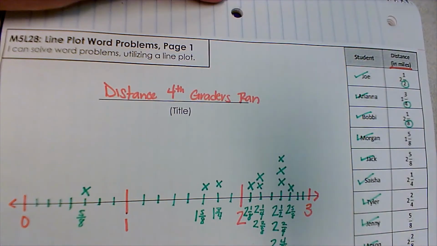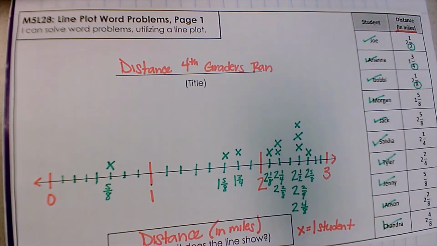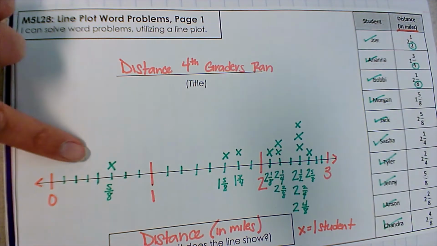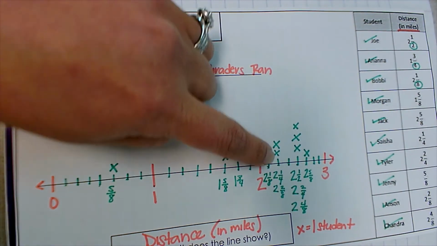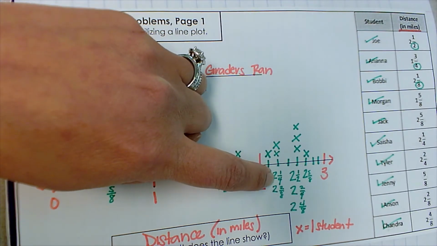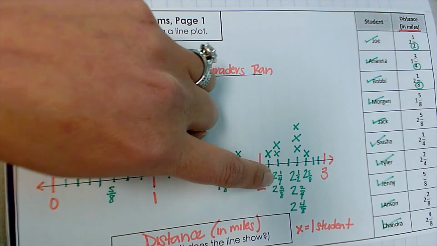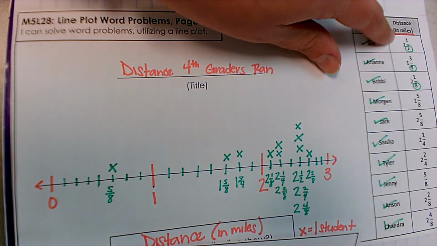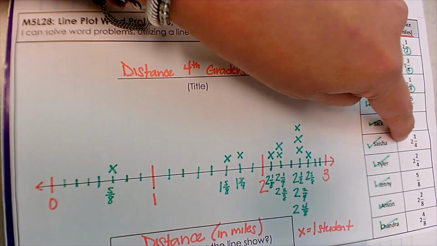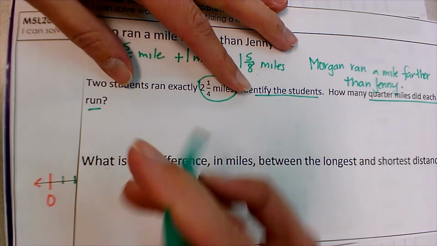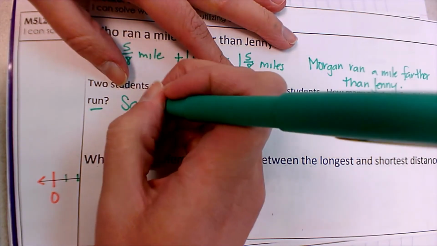So the way I'm going to do this, I'm going to look at my line plot. And I'm going to find where I have 2 x's. Oh, here's 2 students. These 2 students, and it is at that 2 1/4 mile. Okay, so let's come back over here and look who ran 2 1/4 mile. Well, here's Saisha, says 2 1/4. So I'm going to go ahead and list Saisha.